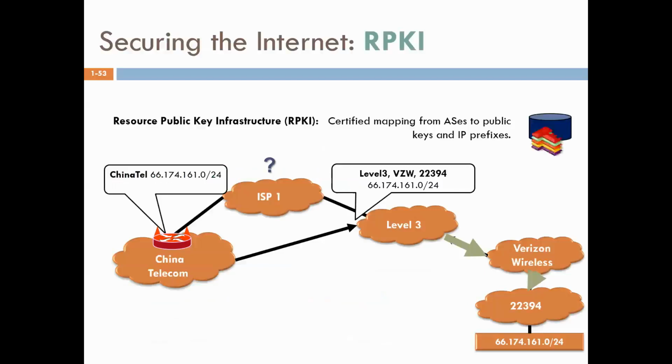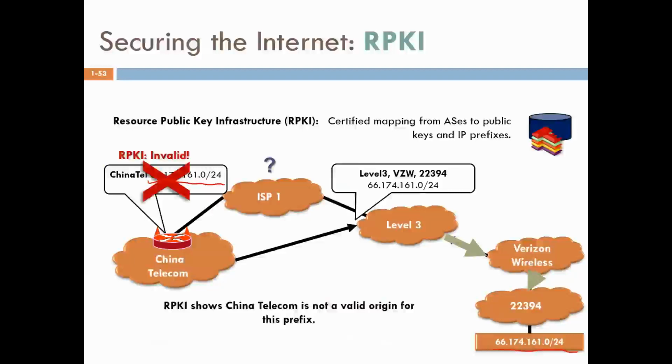So if we take this example, we said that China Telecom was able to hijack the traffic of 66.174.161.0 because it announced its IP address. Okay, it announced its network address, as if this network is now connected internally to China Telecom. With RPKI, with the public key infrastructure, basically what will happen is 22394 will digitally sign the announcement. Okay, so it will say that I am actually announcing 66.174.161.0, and here is my signature to validate that this network is connected internally to me.